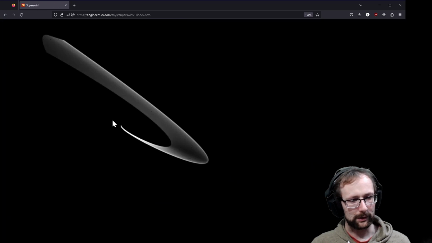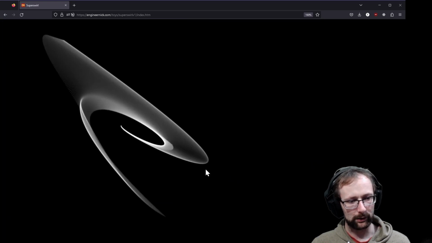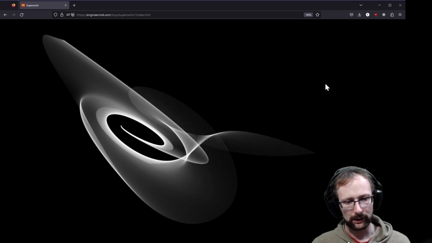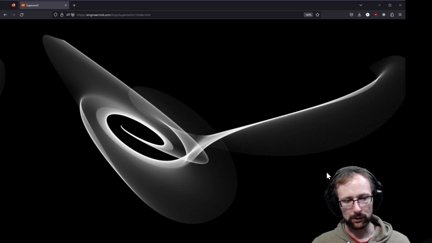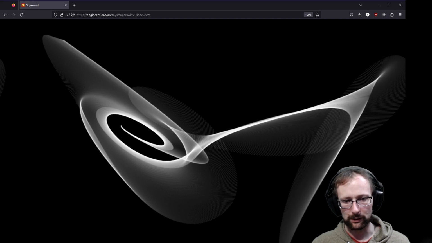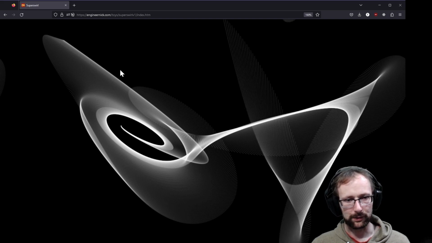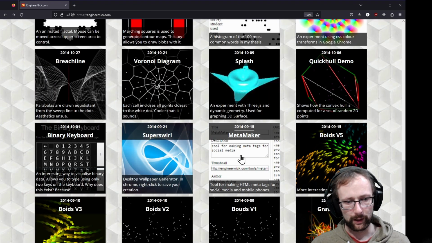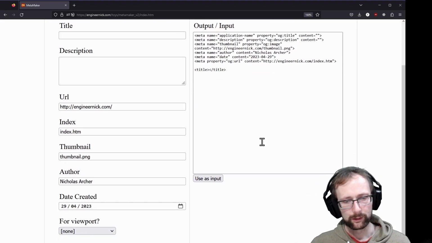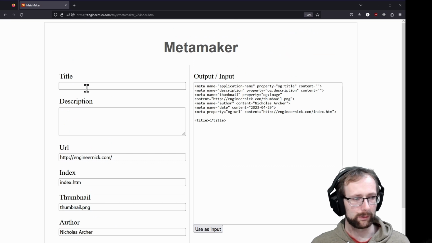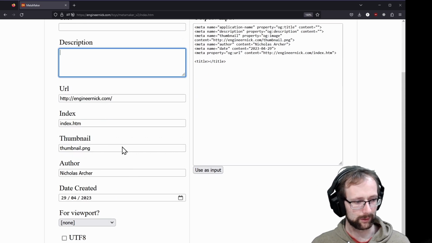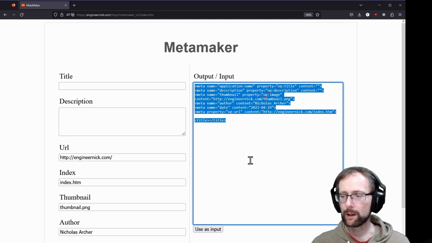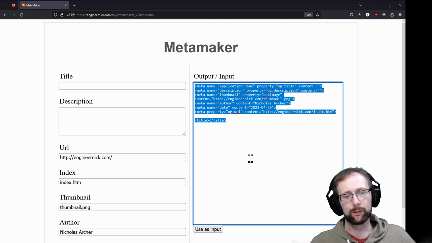Super Swirl, here's another one that doesn't work so well without the slow old browsers. They used to draw the lines a lot closer together for some reason. It just kind of follows your mouse around, and then there's a Bezier curve. And MetaMaker. Oh, this was kind of cool. So you would just enter your title, description, URL and stuff, and all of this used to be required to get a nice thumbnail on Facebook.